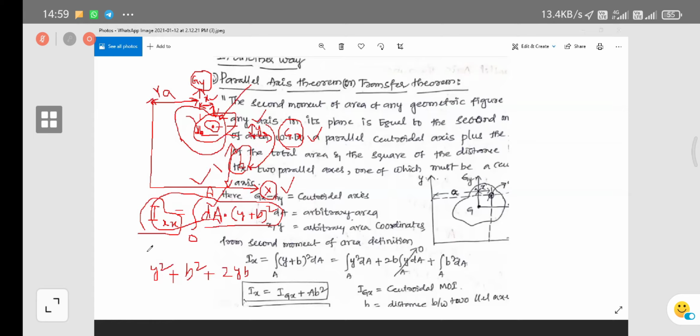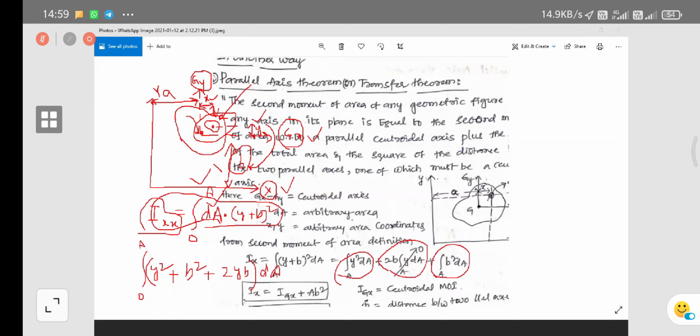Okay, so this total term is going to be integrated with respect to area between 0 to a. Now if you take y square into dA, so see here, integration of y square into dA, and the second term 2b into y into dA. Next term will be b square into dA.